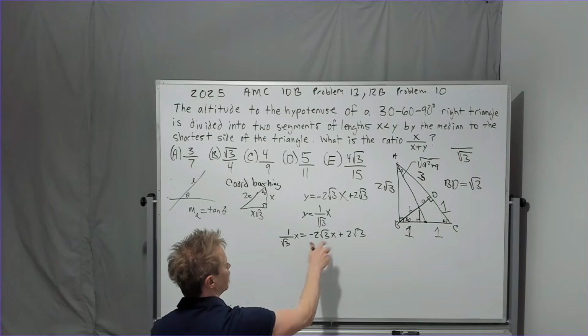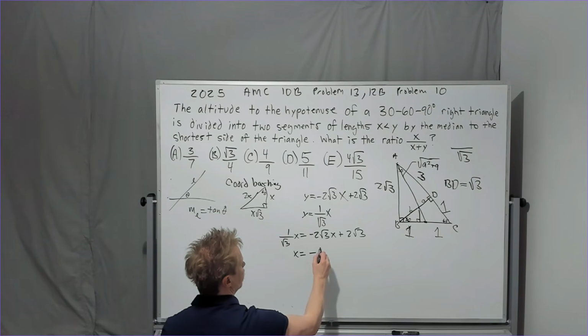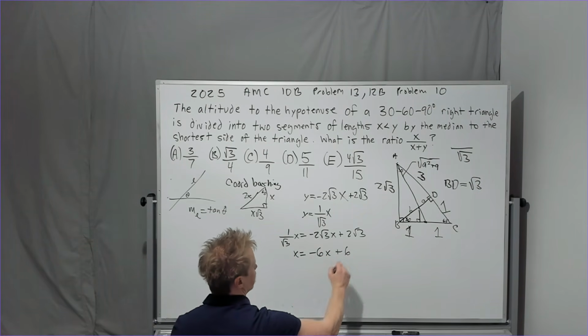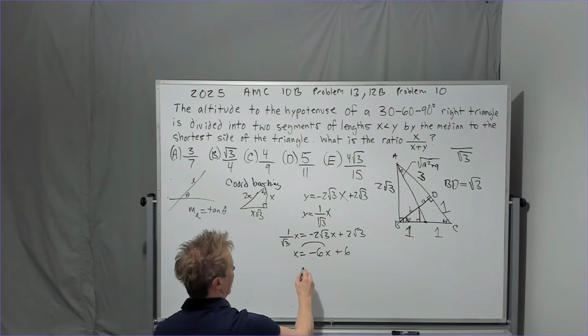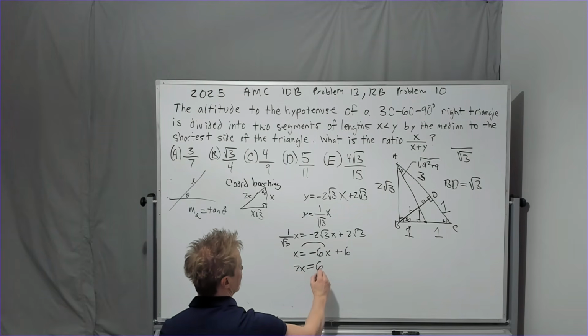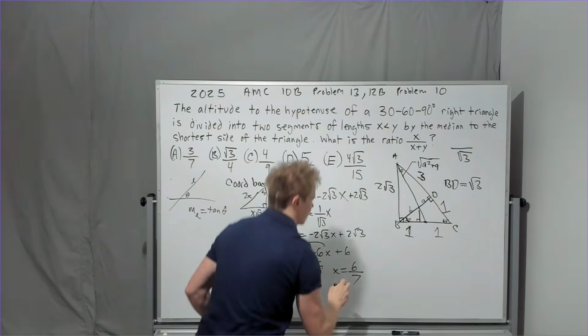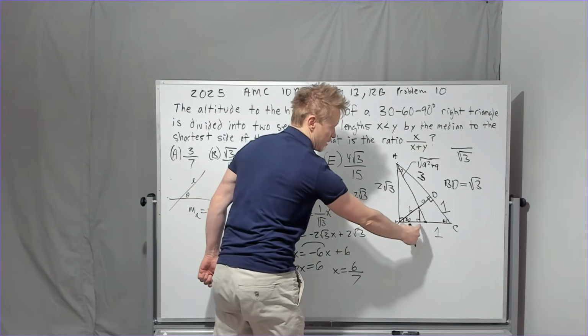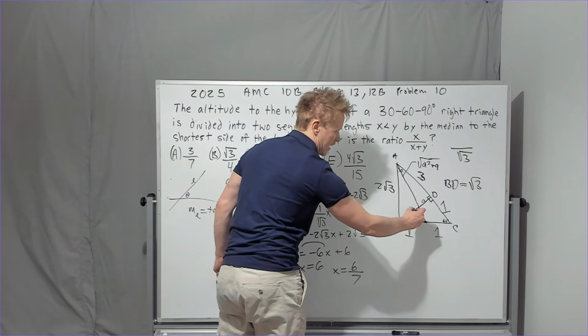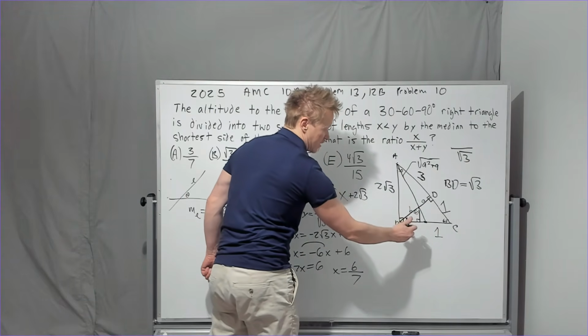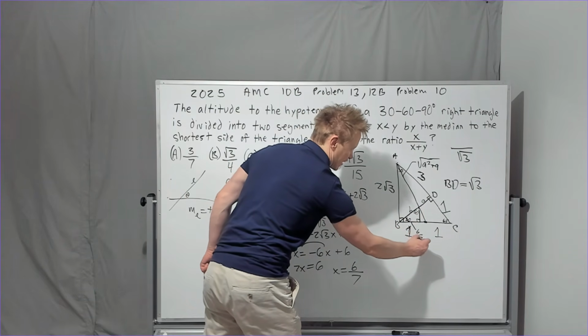You're going to multiply by root 3. x equals negative 6x plus 6. You're going to add 6x. You're going to get 7x equals 6. And x equals 6 over 7. Now the x coordinate being 6/7, it is opposite 60 degrees. This right here is 6/7.